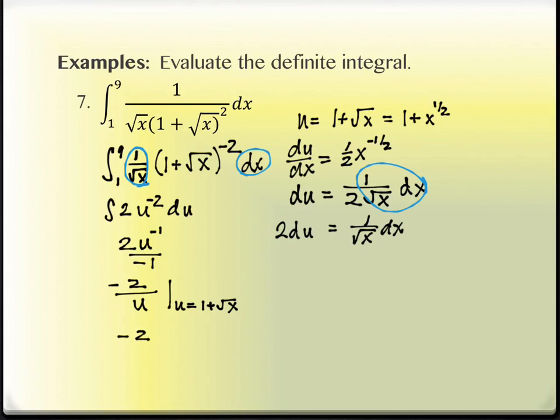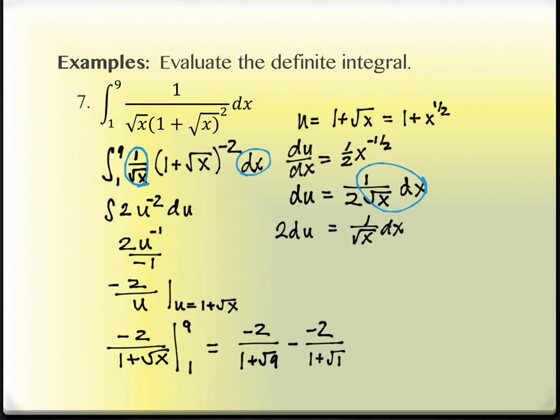So I have negative 2 over 1 plus the square root of x, and I am going to evaluate that from 9 down to 1. And because I'm putting the 9 and the 1 in is the reason I never put the plus c. So I have negative 2 over 1 plus square root of 9 minus negative 2 over 1 plus square root of 1. Okay, so I'm evaluating it just like I did back in the last section.